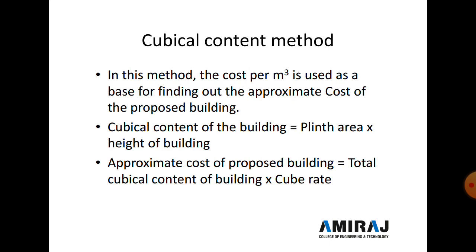Now in the cubical content method, the approximate cost of the proposed building is the total cubical content of the building multiplied by the cube rate. In this method height is taken into consideration, therefore it is more accurate, and this method is suitable for an approximate estimate of a multi-story building, like flat or apartment schemes.